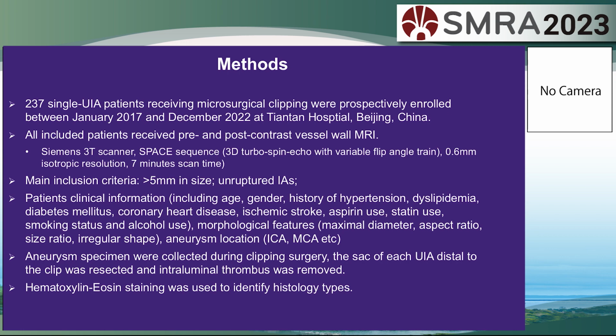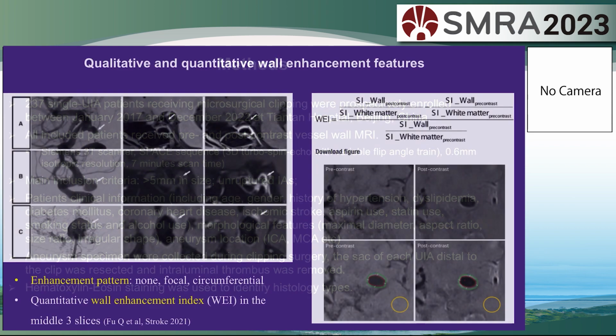We collected patient clinical information and also morphological features, including maximum diameter, aspect ratio, size ratio, irregular shape, and also aneurysm location. Aneurysm specimens were collected during the surgery, and the sac of each IA distal to the clip was resected and intraluminal thrombus was removed. We used HE staining to identify histological types.